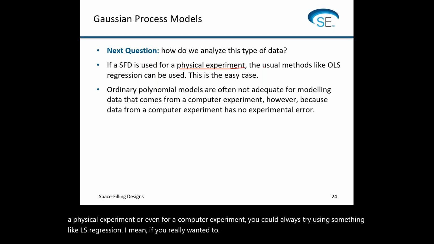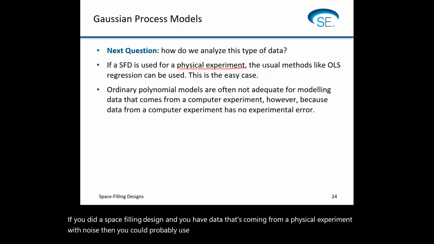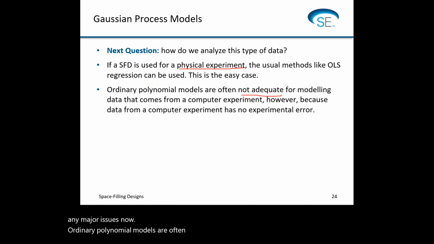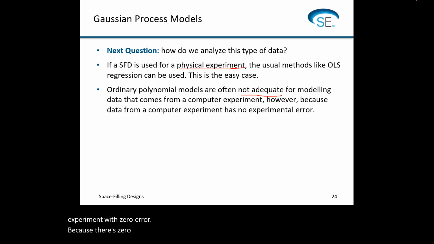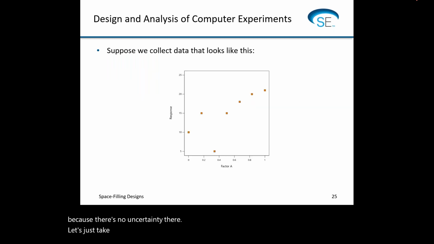If you did a space filling design and you have data that's coming from a physical experiment with noise, then you could probably use something like a quadratic or a cubic model without any major issues. Now, ordinary polynomial models are often not good for modeling data that comes from a computer experiment with 0 error. Because there's 0 error, whatever model I fit should go through those points exactly because there's no uncertainty there. Okay, so let's take a look at a very simple example here.